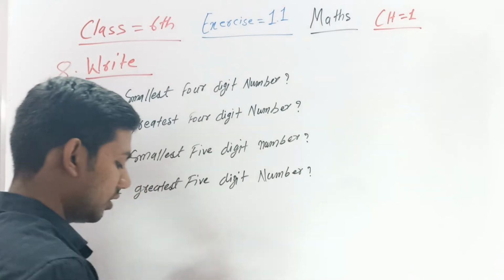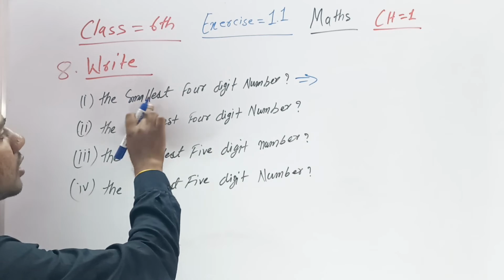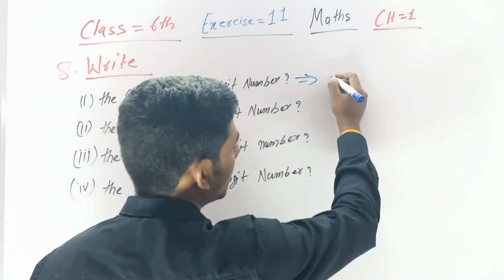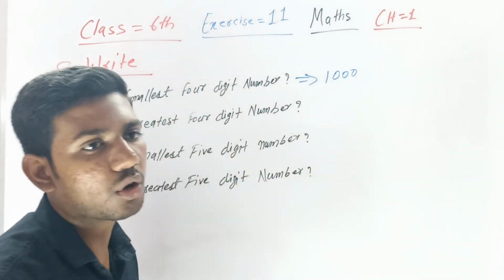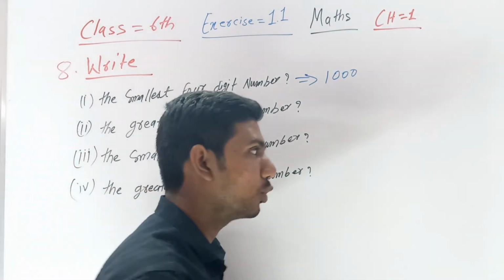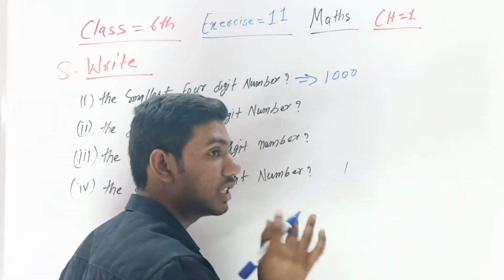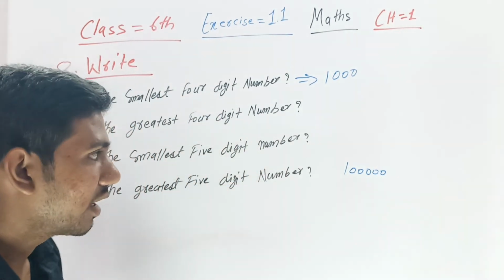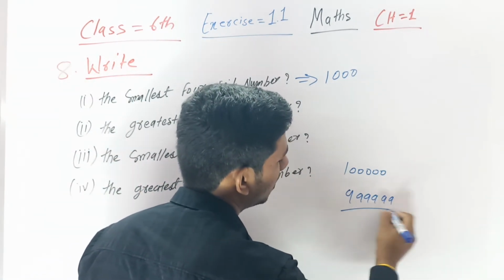Okay, so let's move to our answer. You can see: write the smallest 4 digit number. For the 4 digit smaller number, write 1, then put 1, 2, 3, 4. When they talk about the smallest number, just put 1 and then the remaining digits. If they say write the 6 digit smaller number, write 1, 2, 3, 4, 5, 6. If you say write the 6 digit greater number, write 9, 9, 9, 9, 9, 9.